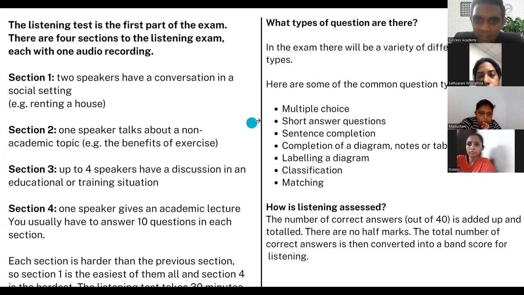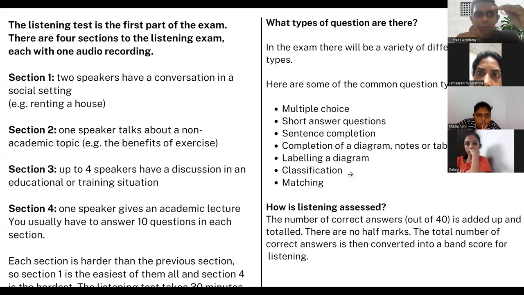Then you have completion of a diagram, notes or table or labeling of a diagram. All of this is the same. They will give you a chart. They will give you a table. They will give you a note. You have to see, listen and fill in those blanks, right? Then you will have a classification type question. Classification means they will give you three options. You have six questions. You have to match the correct option to the question. So because you have less number of answers and more questions, you can use the same answer twice. Does that make sense? You can use the same answer twice.